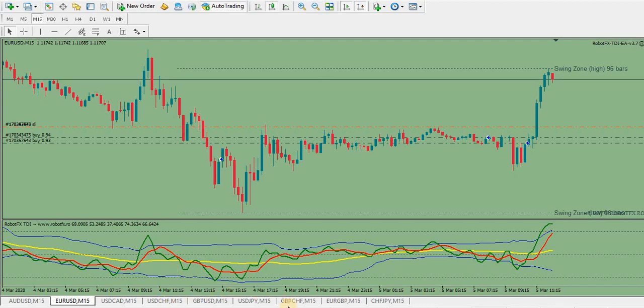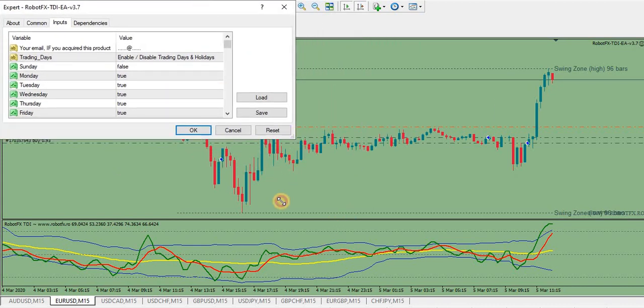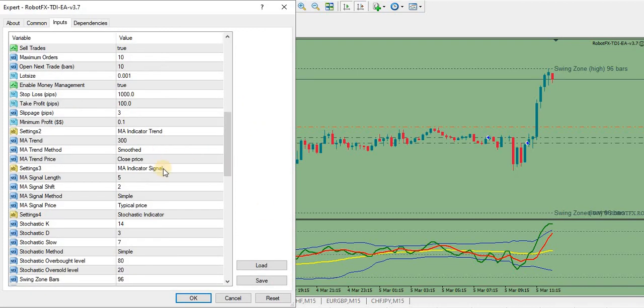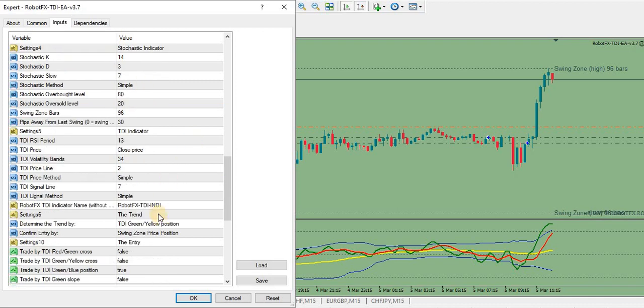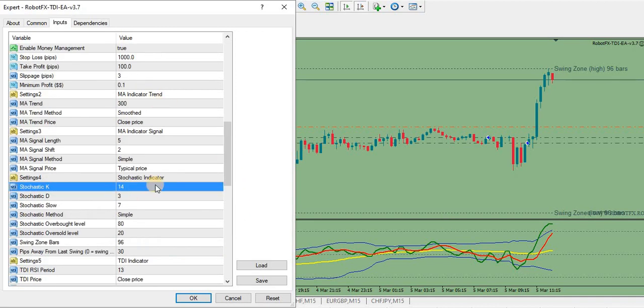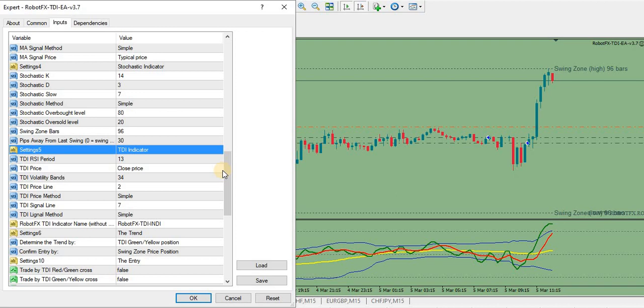I prefer to leave it alone and just use a moving average because I'm used to trading with moving averages. But if you are an exclusive TDI trader, maybe you want to determine the trend using the TDI indicator, the TDI settings. So if the green moving average of the TDI is above the yellow one, that means the expert advisor will only buy. If it's under it, the expert advisor will only sell. The TDI settings are available in the expert advisor settings somewhere, and there they are.